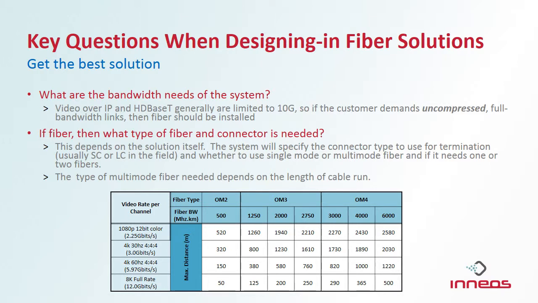However, if you have a customer that is going to demand uncompressed, full bandwidth links, then you really need to use fiber, because that's the only option that's going to get you the full 18 gigabits per second for distances beyond 50 feet or 100 feet.